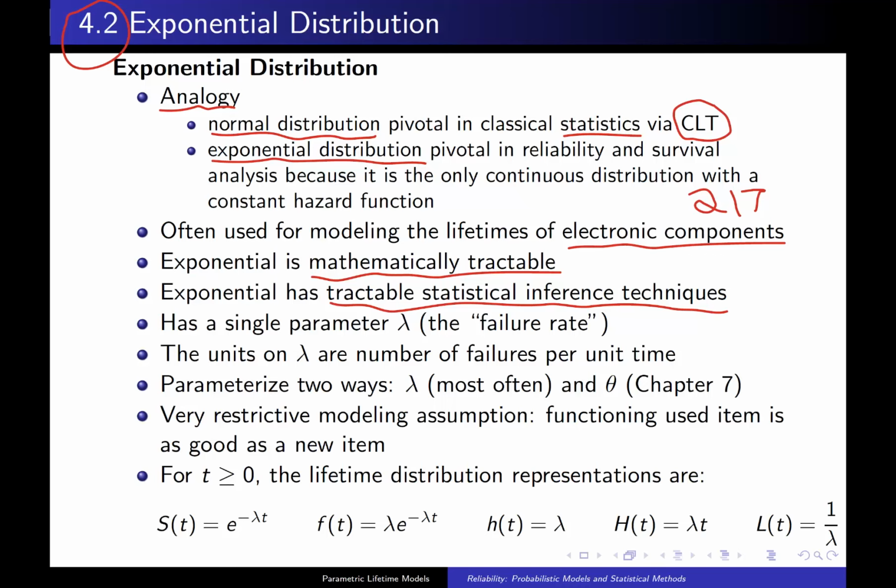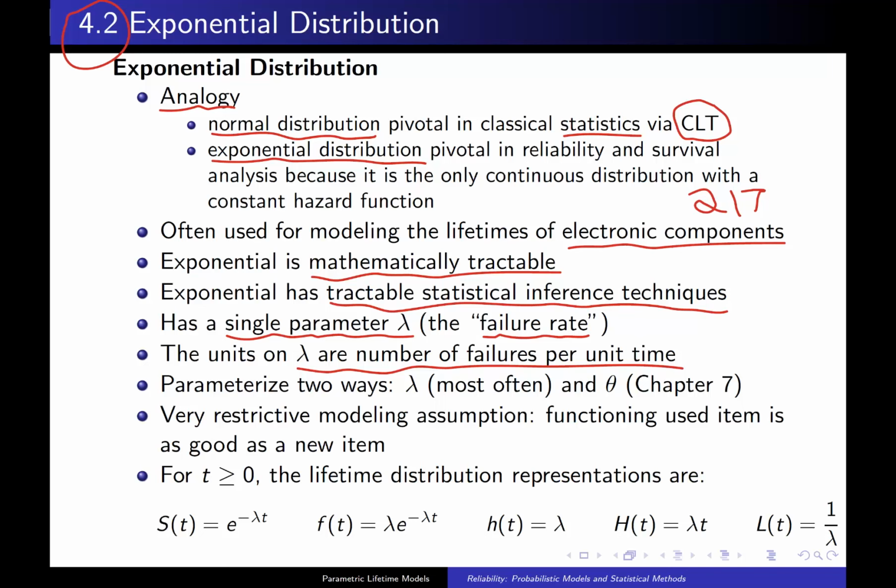Next, the exponential distribution has a single positive parameter lambda, and that lambda is known as the failure rate in reliability work. Now, in other fields like in queuing theory, lambda will be known as the arrival rate for customers arriving to a queue. It can also be known as the service rate. The units on lambda are the number of failures per unit time.